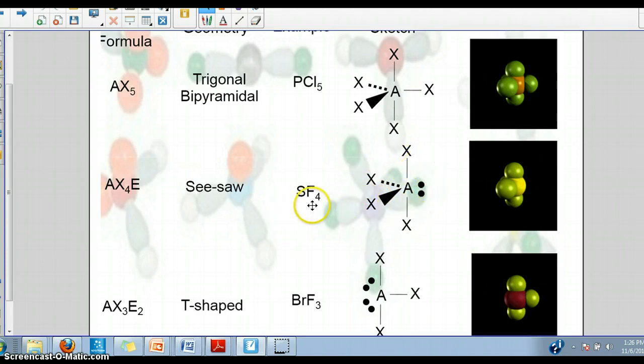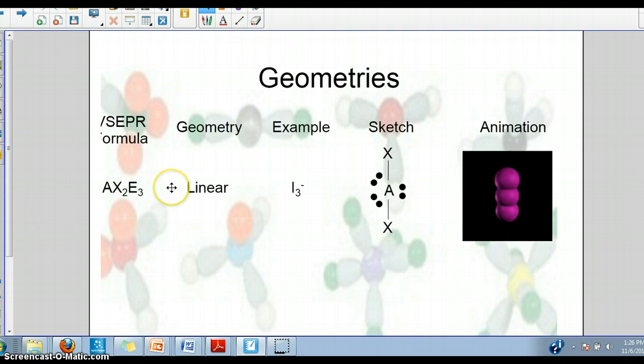Good example, SF4. All right, and the last one that we see here is going to be AX3E2, where you have two electron pairs on the central. Gives us a molecular geometry that is called T-shaped. You see that it is in the shape of a T. All right, and the very last one is going to be AX2E3. This is where you have three lone pairs coming off the central and then two bonds.